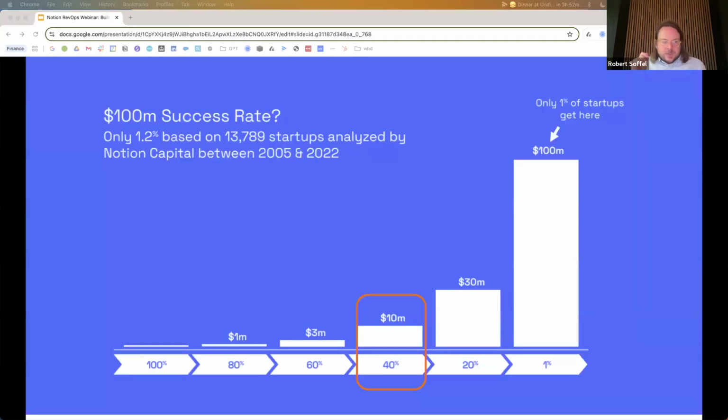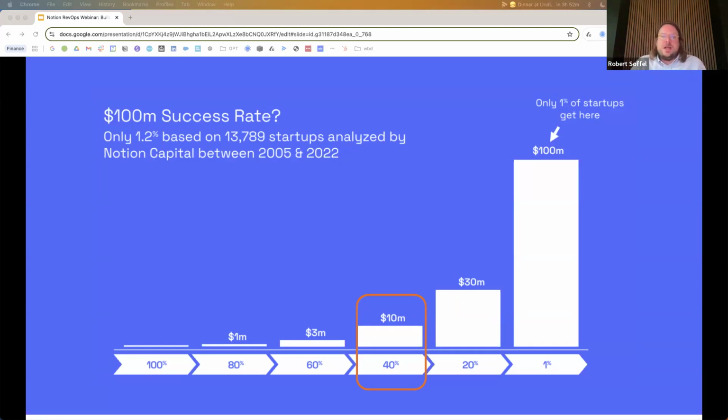To illustrate that point even further, Notion did an analysis. I can't remember when this was, a couple of years ago, but they basically looked at 14,000 startups that had raised 3 million in venture capital or greater, going all the way back to 2005. Of those 14,000 startups, only 40%, 4 in 10, have made it past that 10 million ARR barrier.